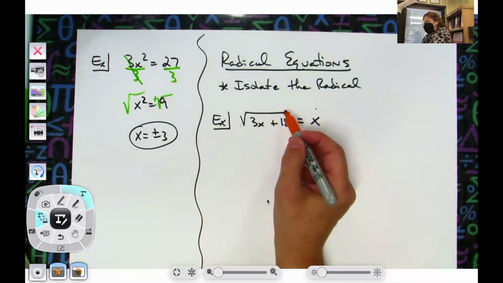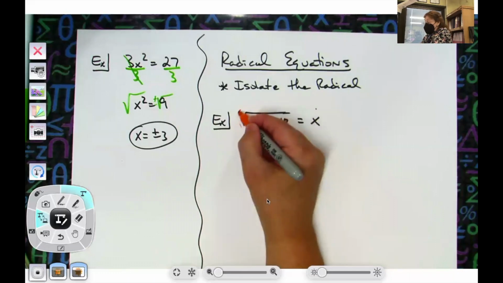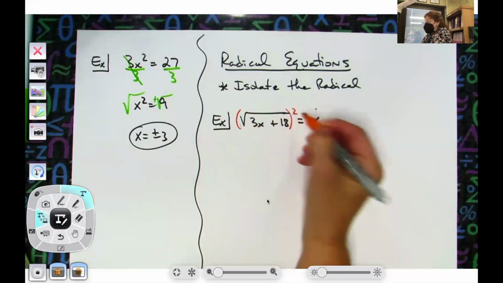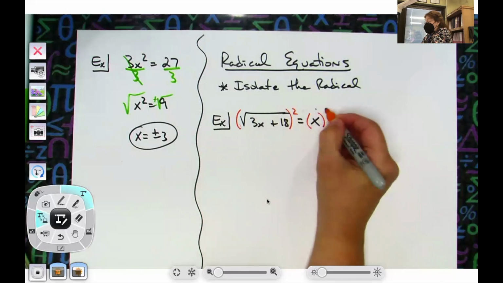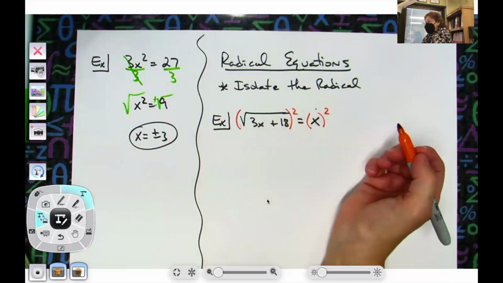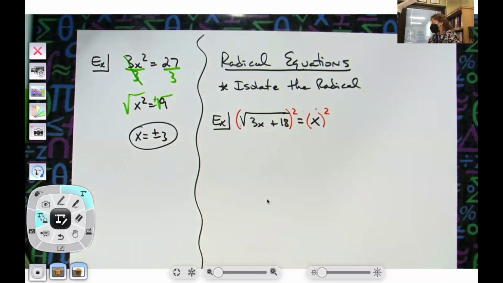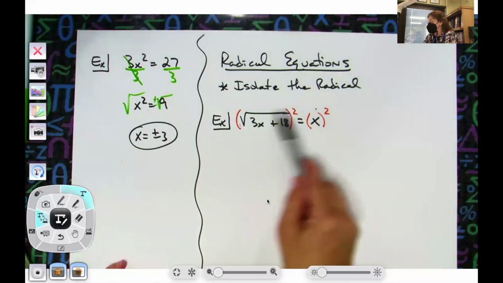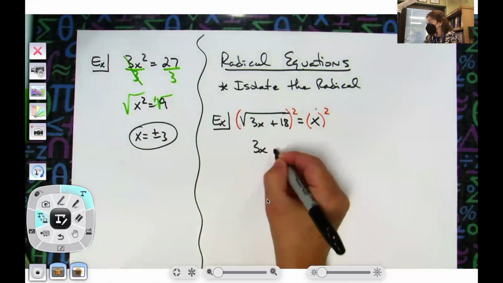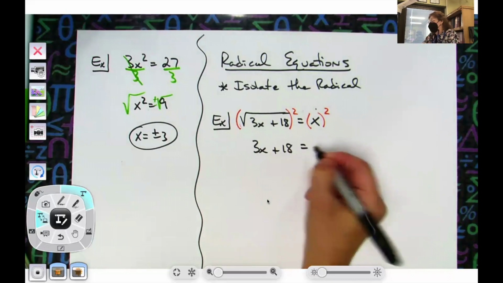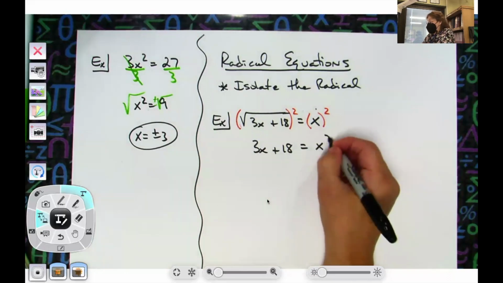How do you undo a square root? You square it. Okay, so I'm going to square this side. If I square the left-hand side, then I've got to square the right-hand side. So the square root and the square go away. It's going to leave me with a 3x plus 18 over here, and then on this side, I've got an x squared.